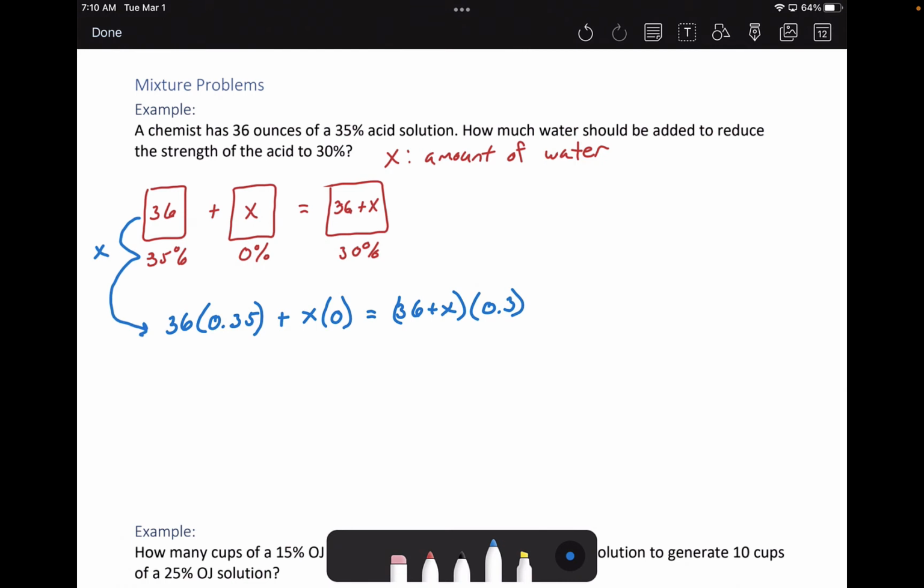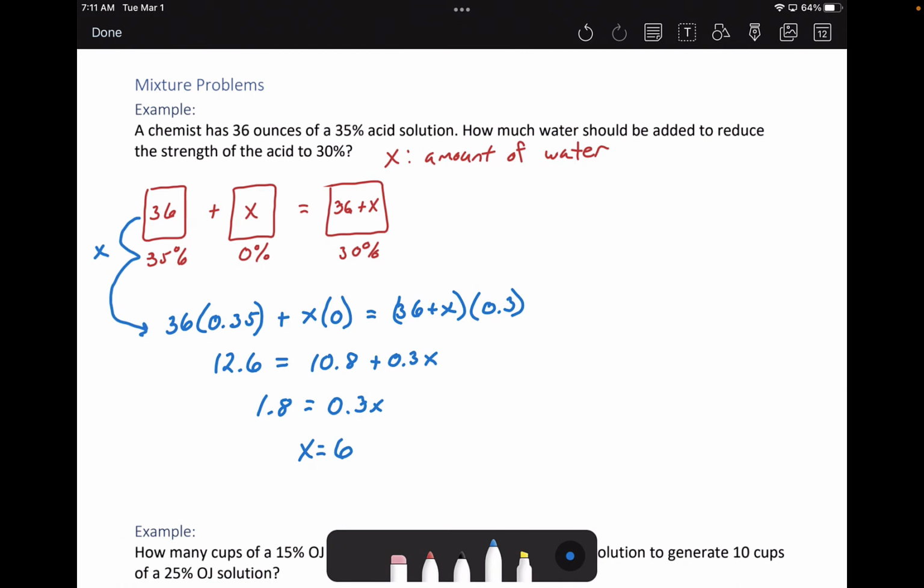36 times 0.35 is 12.6. X times 0 goes away to 0. 36 times 0.3 is 10.8 plus 0.3x. Subtract the 10.8 to get 1.8 equals 0.3x. Divide by 0.3 and we get 6.